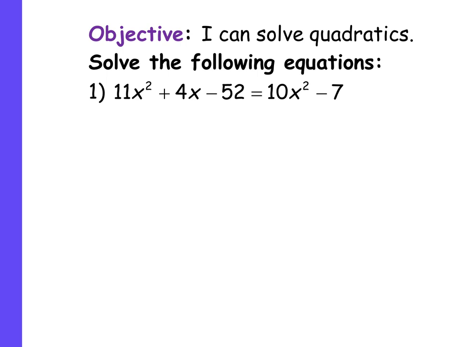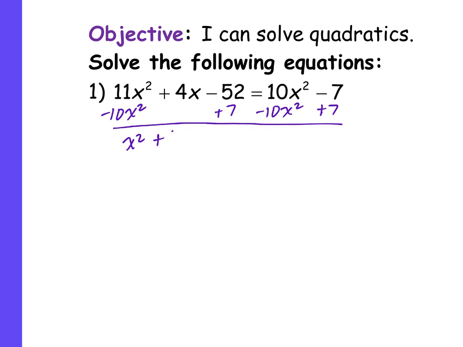Minus 10 x squared. Beautiful. What else can I do? Minus 7. Well, plus 7. Add 7. Great. So I get what? X squared, and negative 52 plus 7, negative 45. Equals 0.